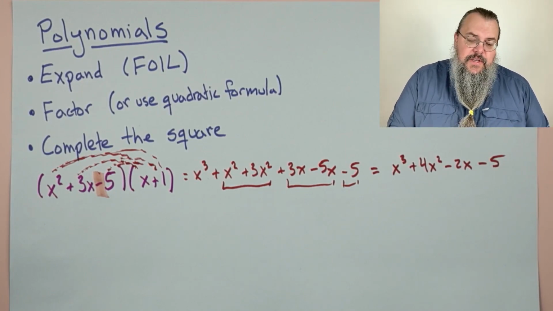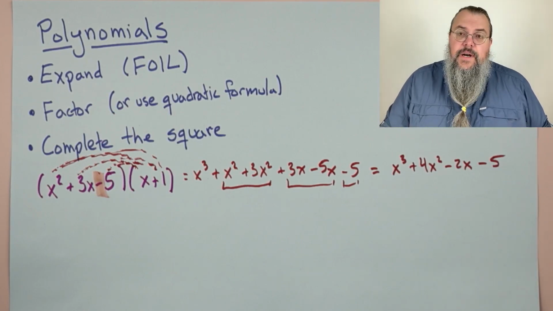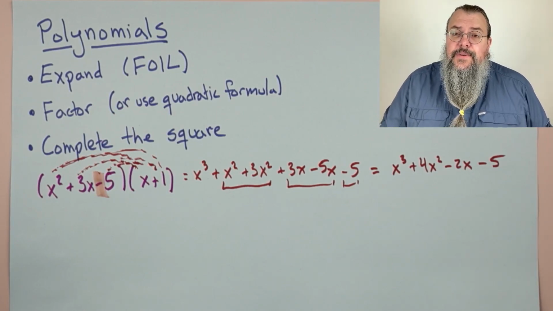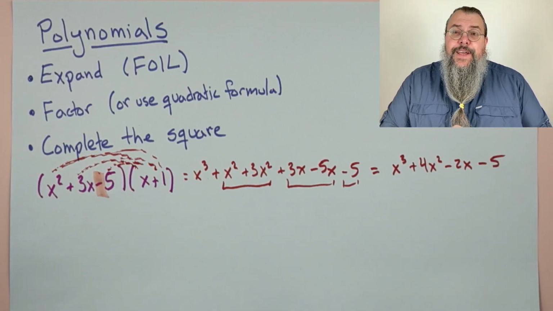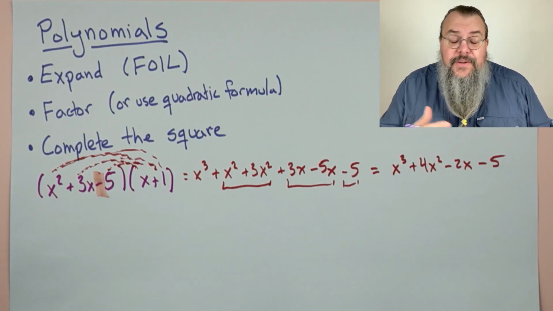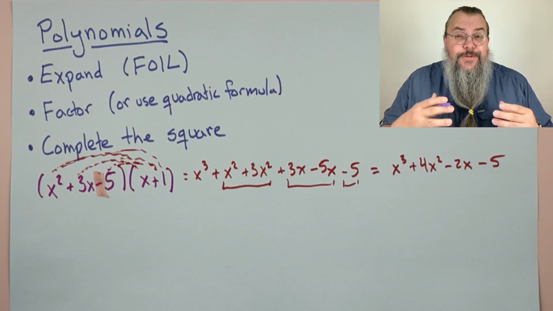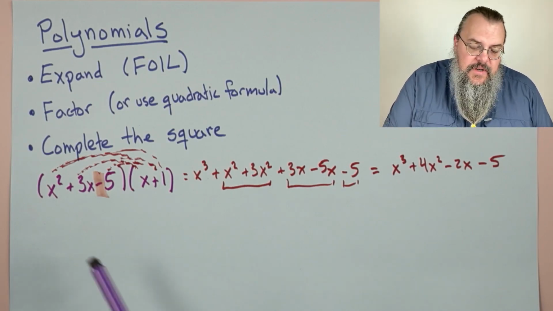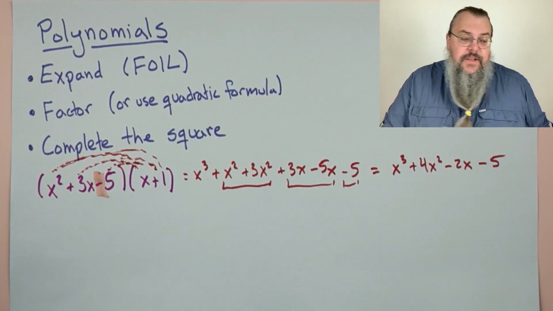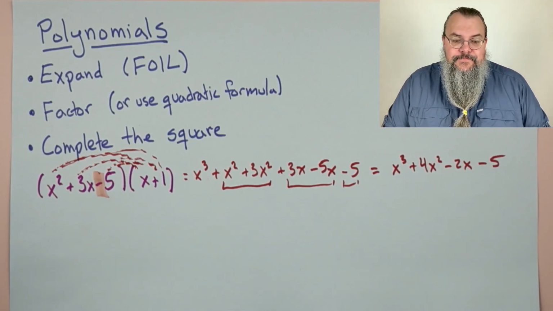Oftentimes it'll just be FOIL when we have like x plus 3 times x minus 4. But we want to be able to do it in general. And there may be 1 or 2 times when we want to handle something more complicated like this. And one of the things we'll do at the very end is series, and we want to be able to handle multiplying really big things together. And just remember each with each, and then you're like, perfect. I know what to do.